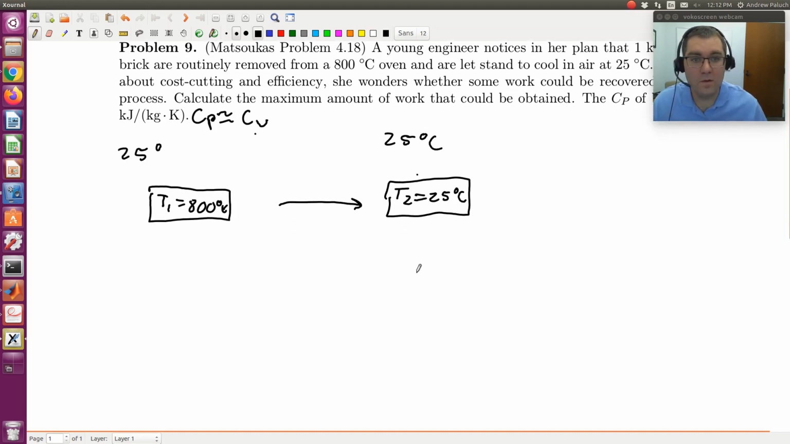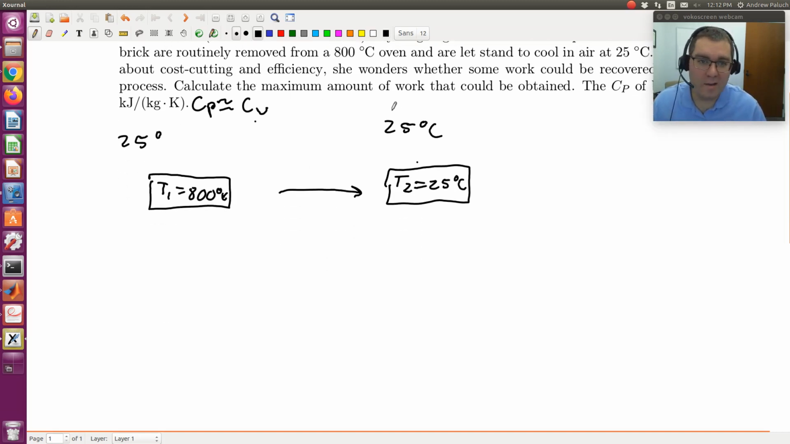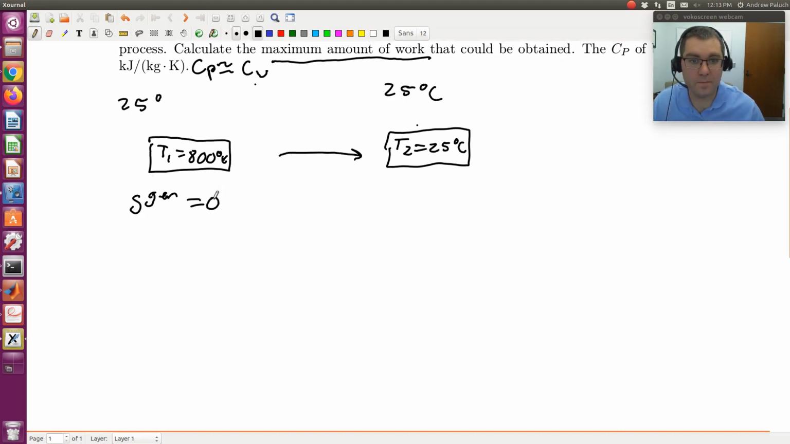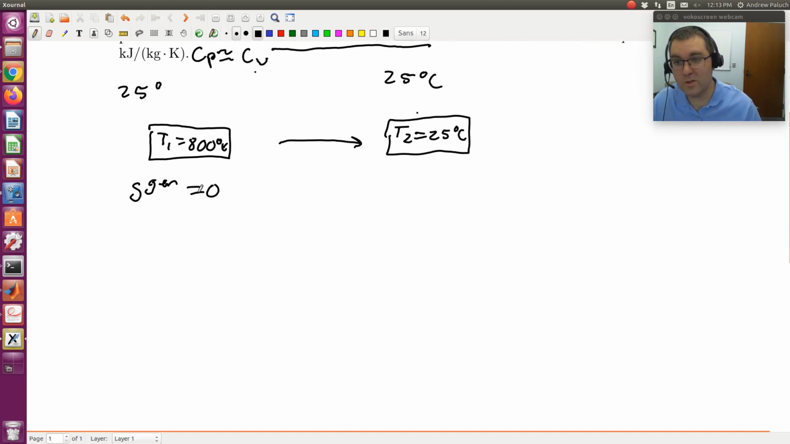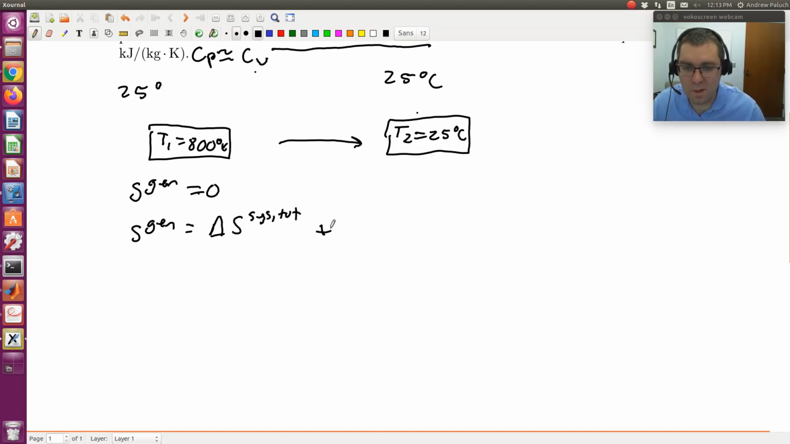If we want to calculate the maximum amount of work, the maximum amount of work is going to occur when I have a reversible process. I have a reversible process when Sgen is equal to 0. Sgen is going to be equal to the sum of delta S of my system, which I'm going to write as total, extensive delta S, plus delta S of my surroundings, and that's going to be equal to 0.